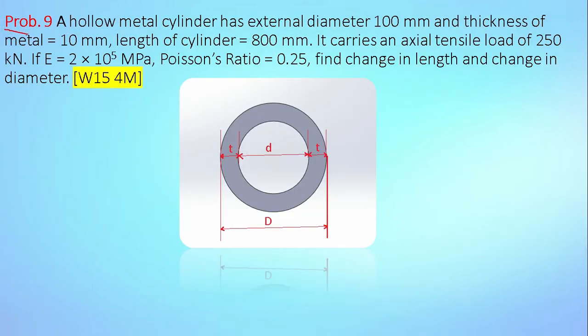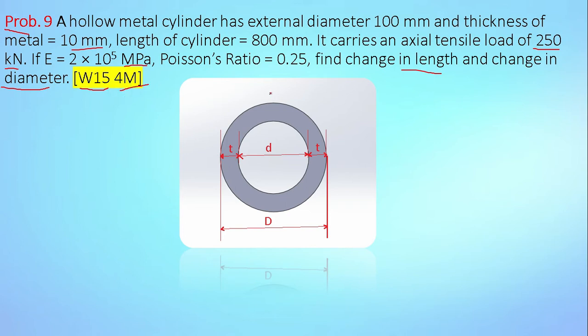This is problem number 9. A hollow metal cylinder has an external diameter of 100 mm and a thickness of metal of 10 mm. Length of the cylinder is 800 mm. It carries an axial tensile load of 250 kilonewton. If E is equal to 2 into 10 raised to 5 megapascal and Poisson's ratio is 0.25, find the change in length and change in diameter. This question is from the winter 15 paper. This was asked for 4 marks.